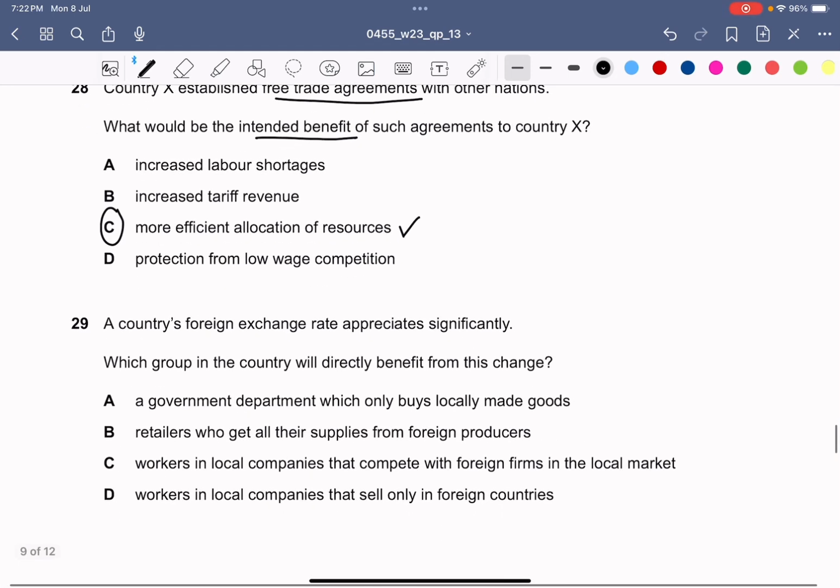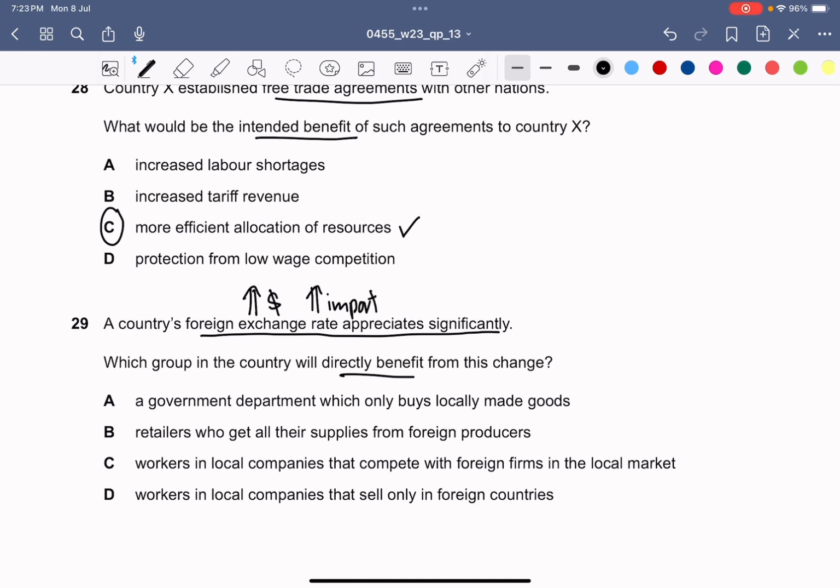29. A country's foreign exchange rate appreciates significantly. Which group in the country will directly benefit from this change? So when we take the US dollar for example, when the dollar appreciates, then imports will increase. Why? Because imports become cheaper, and at the same time exports will reduce, because other countries will find it too expensive to buy US goods, so they buy fewer goods from the US. So this is the relationship, and we see which one is the most relevant.